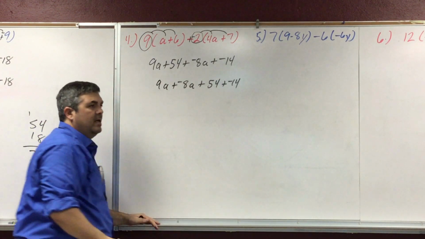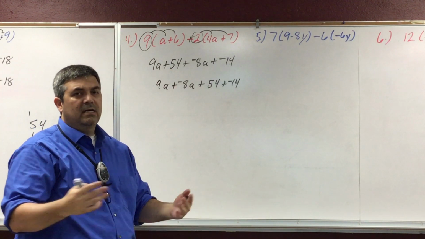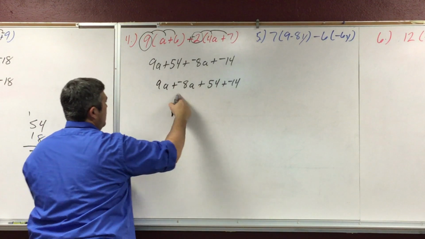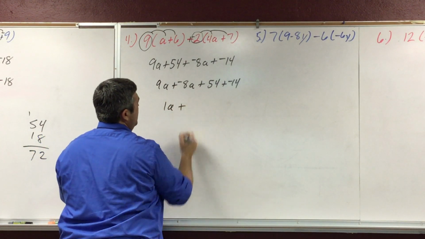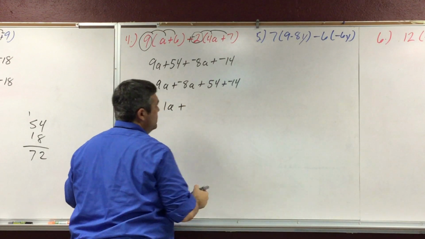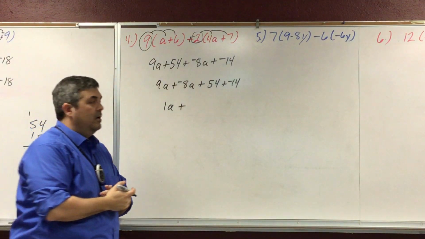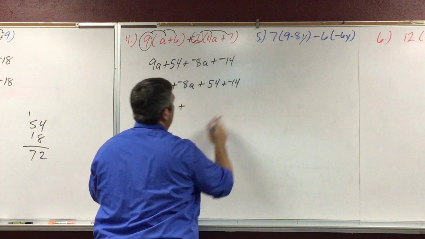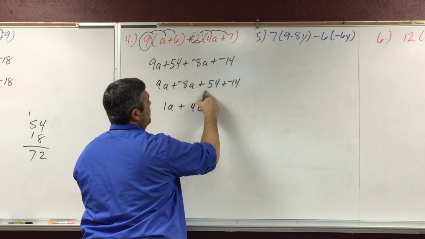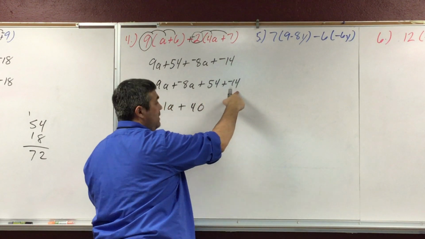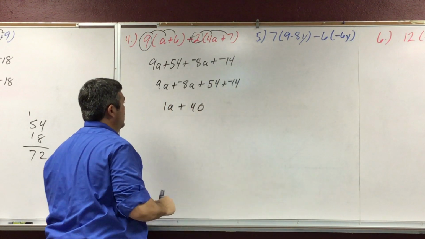9a plus negative 8a. Adding two numbers where the signs are different. Subtract, keep the sign of the bigger number. 9 minus 8 gives me 1a plus, and then 54 plus negative 14. Signs are different. Subtract, keep the sign of the bigger number. Subtract those out. 40, positive plus a negative. This one's bigger than this one, so therefore it's that.